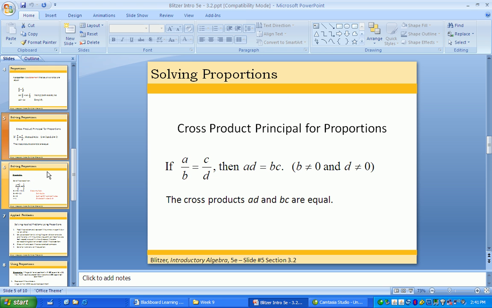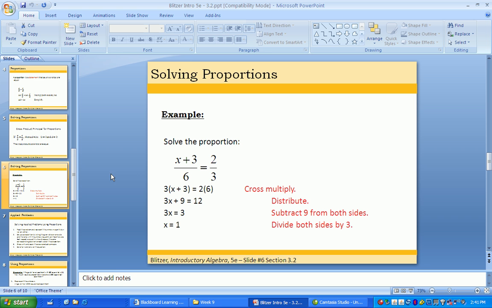Here's an example of a proportion. They want us to solve it. So we know from working all of our problems so far, when they want us to solve for a variable, they want us to isolate it and get it all by itself on one side of the equation. This one may look a little difficult, but it's not. All we have to remember is we can use that cross product principle of proportions and say x plus 3 times 3 is equal to 6 times 2. That's what they did here.